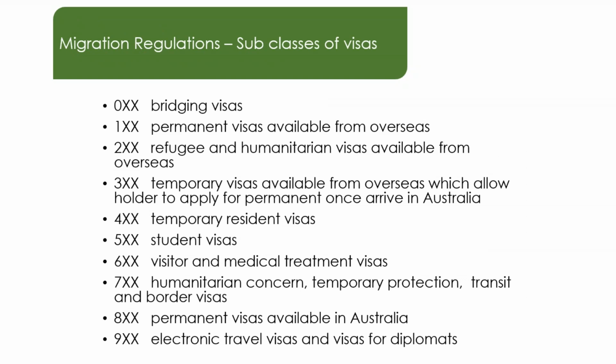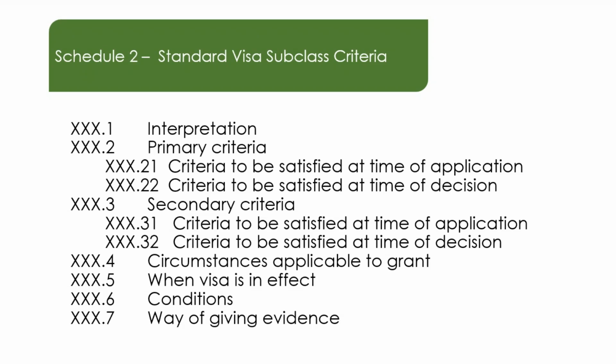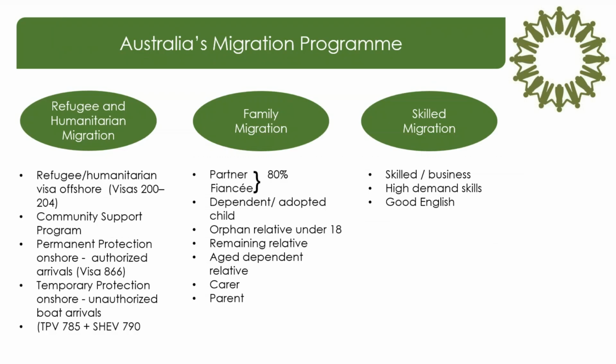There are also the migration regulations. If you look at numbers of visas, this list here is a good checklist for what type of visa: is it temporary or permanent, onshore or offshore, visitor? So there are all those numbers of visas. As I said, there's a move to restrict those numbers and simplify it all. And then the standard visa subclass criteria in Schedule 2 are time of application and time of decision criteria, when the visa is in effect, conditions and ways of giving evidence. Australia's migration program, just very quickly, has a refugee and humanitarian program, the family migration program, and the skilled migration program.